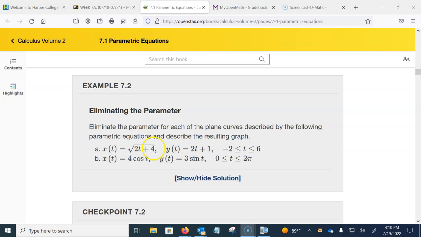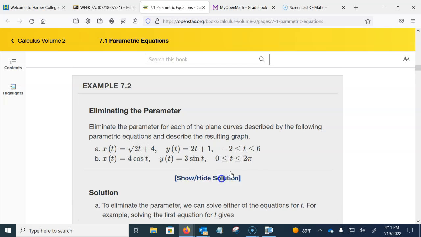You get x squared equals 2t plus 4. Subtracting 4 and dividing by 2, you'd get (x squared minus 4) over 2 would be equal to t. Then you would plug that into here. So you have twice the quantity (x squared minus 4) over 2, but the 2's would divide. So here I would just get x squared minus 4 plus 1, giving me x squared minus 3.